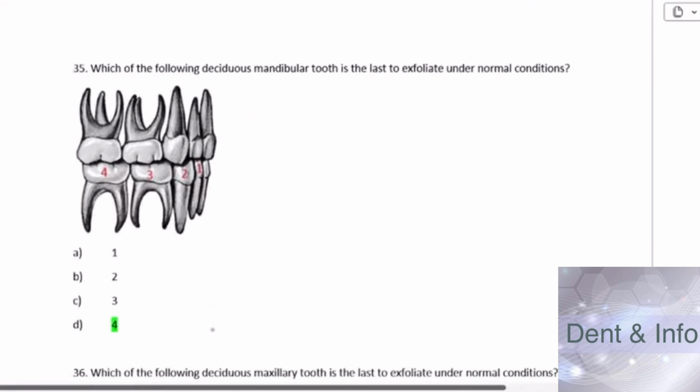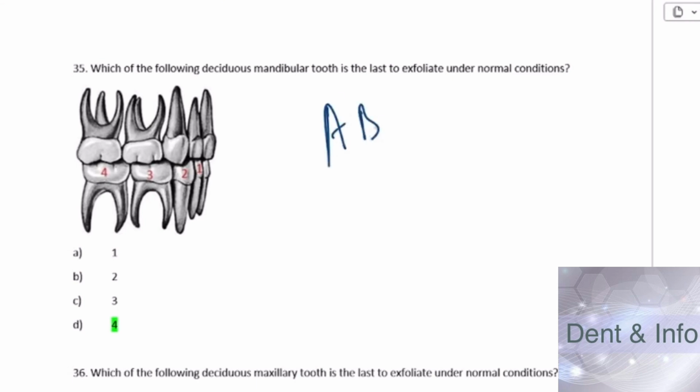Next, which of the following deciduous mandibular tooth is last to exfoliate under normal conditions? So first, they have shown us deciduous teeth. Looking at the roots of the molars, we can differentiate. These are primary molars. And in the mandibular teeth, they have numbered 1, 2, 3, 4. So we need to remember the eruption sequence and the exfoliation sequence. So which is the last to exfoliate? It is A, B, D, C, E. That's the eruption sequence.